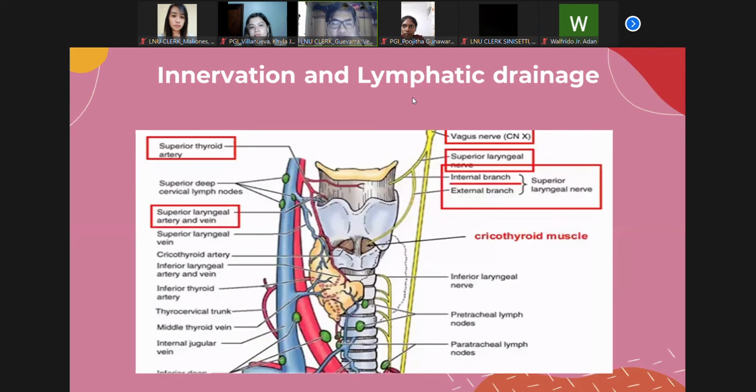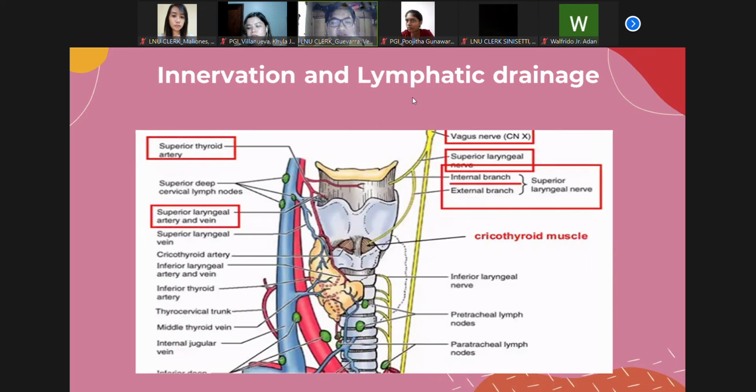For your innervation, the thyroid gland is innervated by branches derived from the sympathetic trunk. Although these nerves do not control the secretory function of the gland, hence the release of the thyroid hormones is still regulated by the pituitary gland. The lymphatic drainage is through the paratracheal and deep cervical nodes. In clinical significance, the left and right recurrent laryngeal nerves lie in close proximity to the thyroid gland, and care must be taken not to damage these during thyroid surgery.